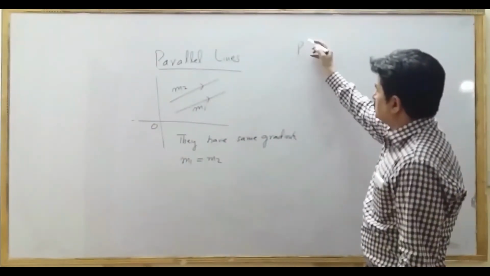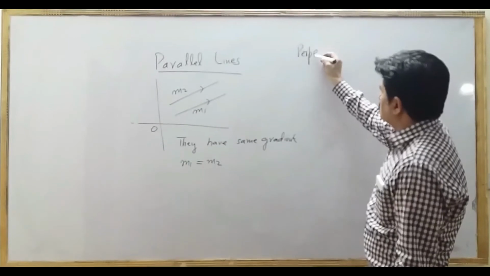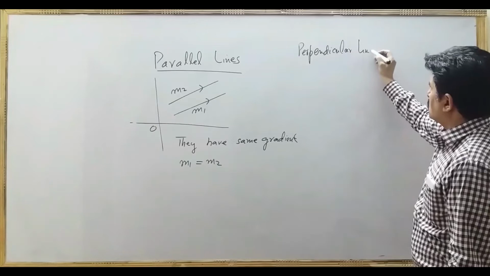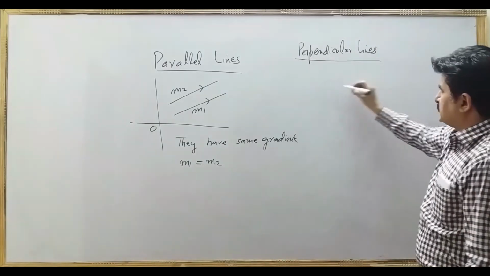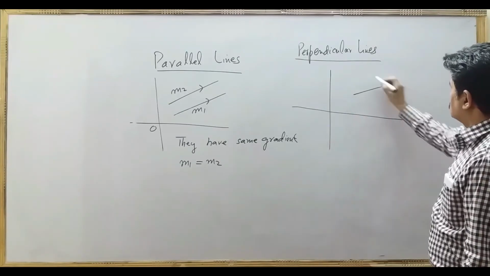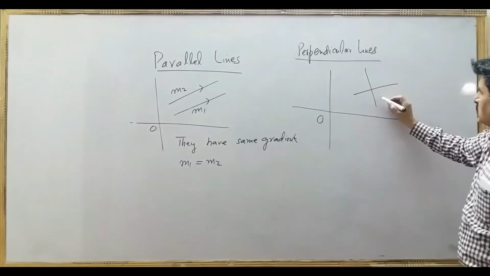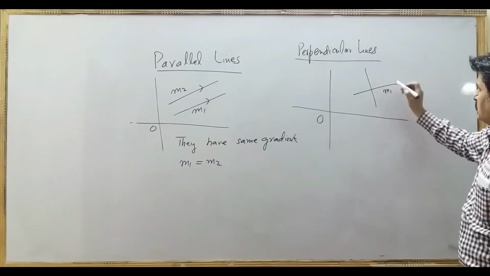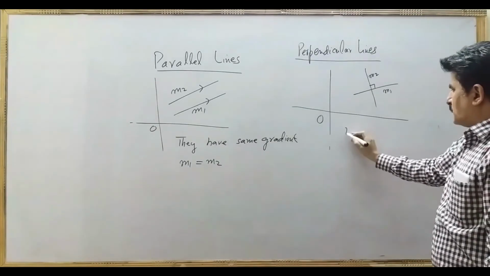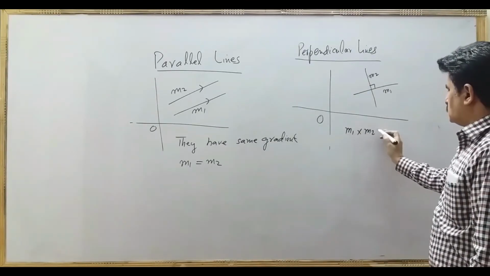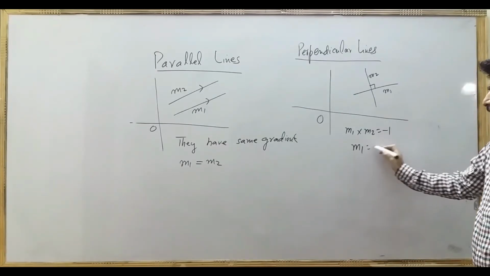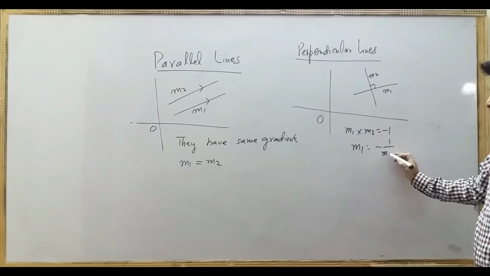Perpendicular lines. When two lines are perpendicular, the gradient of one line is m1, the gradient of the second line is m2. Then the product of gradients will be equal to -1. Or you can write m1 equal to -1 over m2.